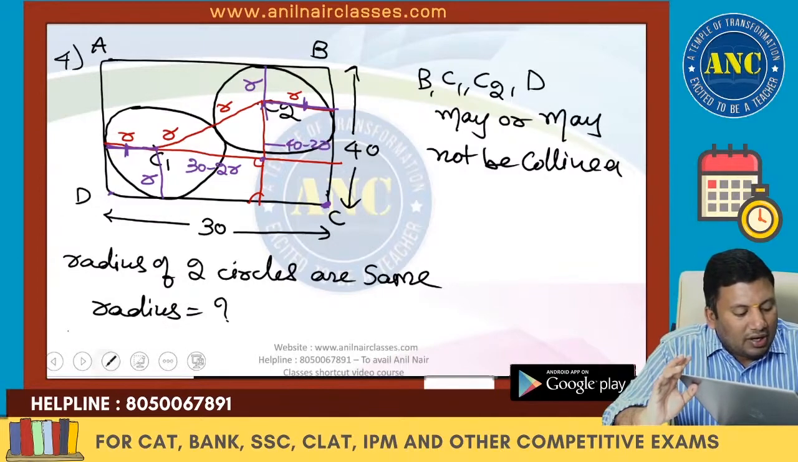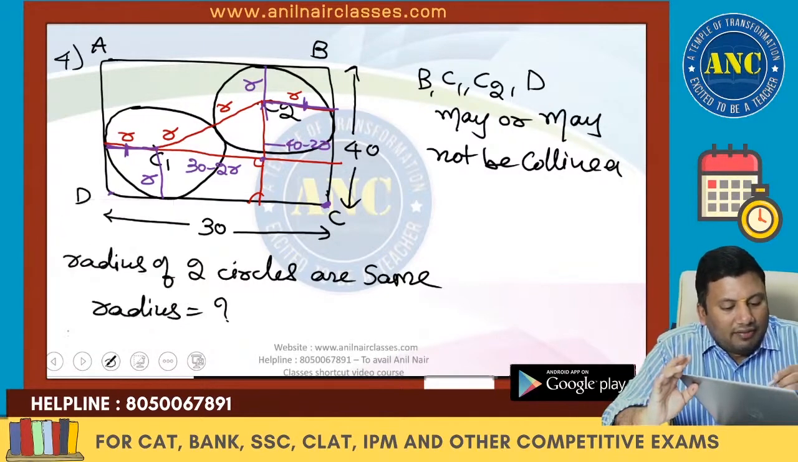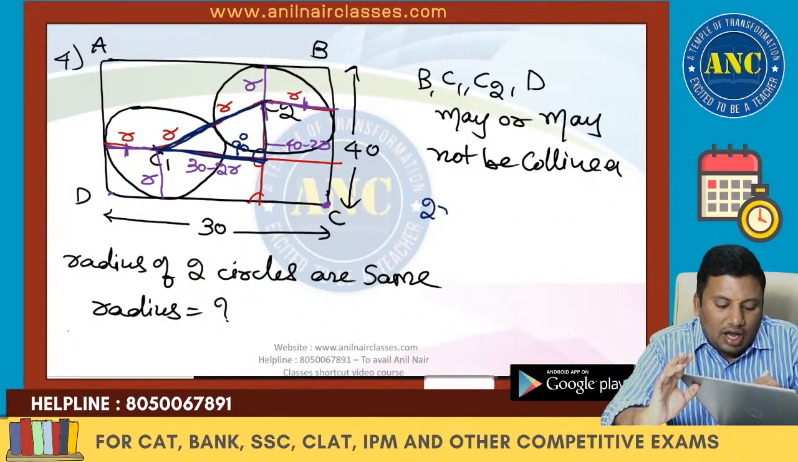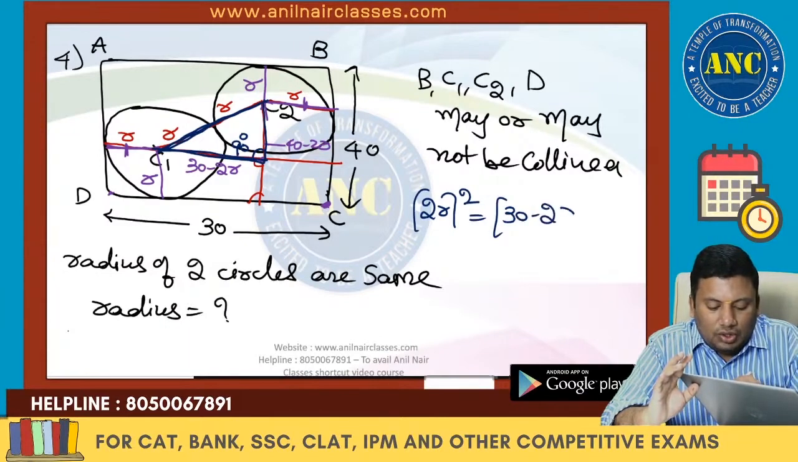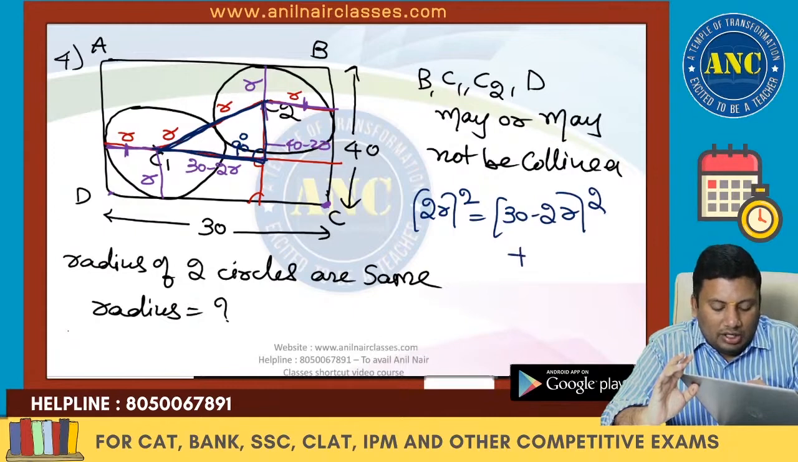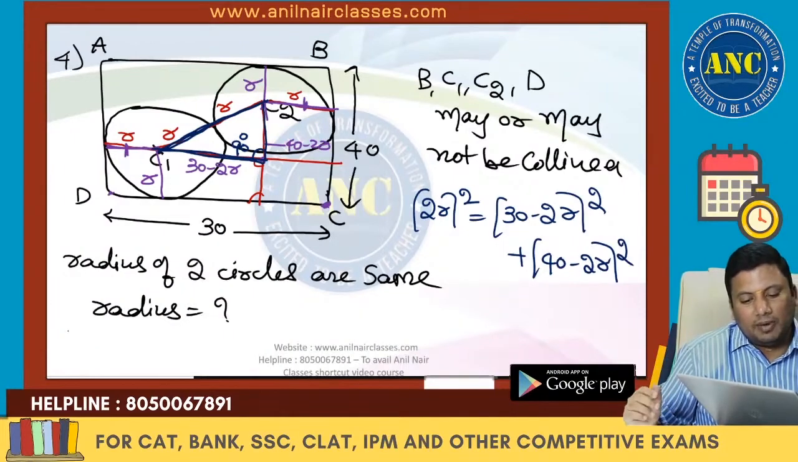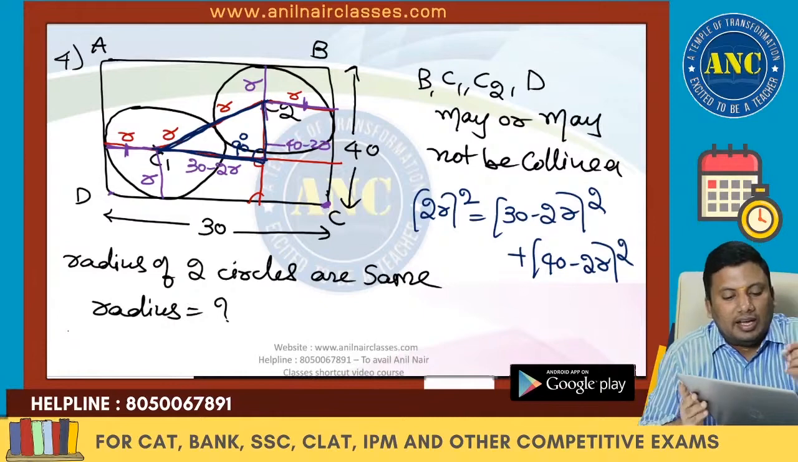So finally I got a right angled triangle like this. What is the equation? R plus R is 2R. So (2R) squared is equivalent to (30 minus 2R) squared plus (40 minus 2R) squared. I hope the idea is clear.